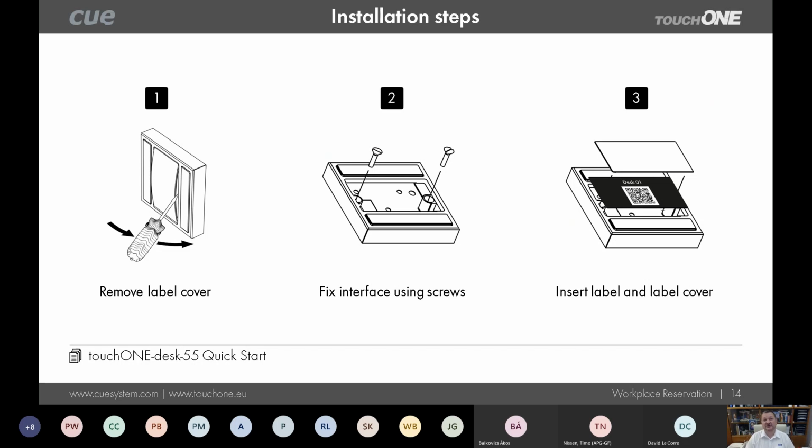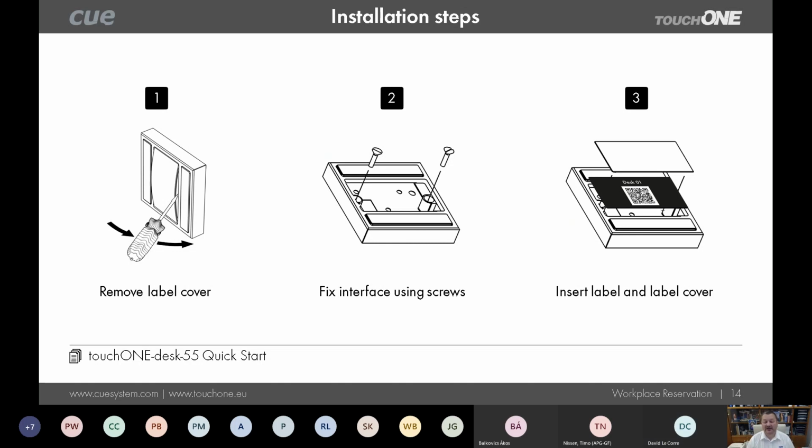Here is a description of how to open the cover, or label cover, on a desk interface, on the workplace interface, first generation. You have to remove the label cover, and typically you will get access to 2 holes for fixing the screws if you are fixing the interface to any kind of installation interface, installation adapter. And the last step is to place your label with a QR code for such a workplace and install the label cover.